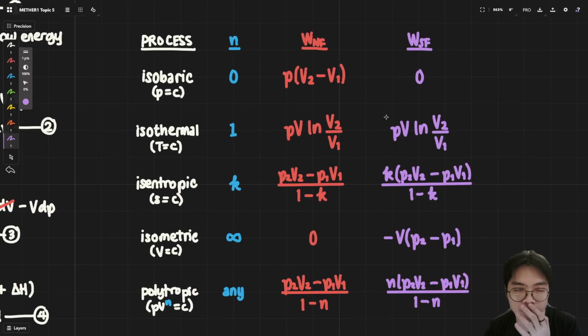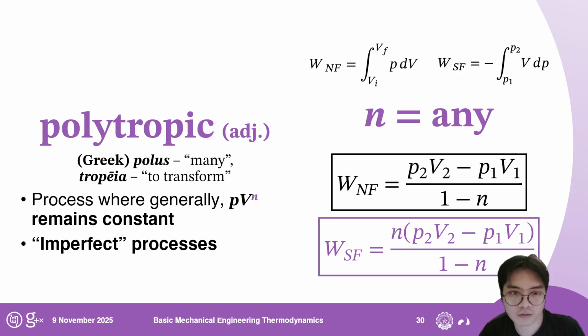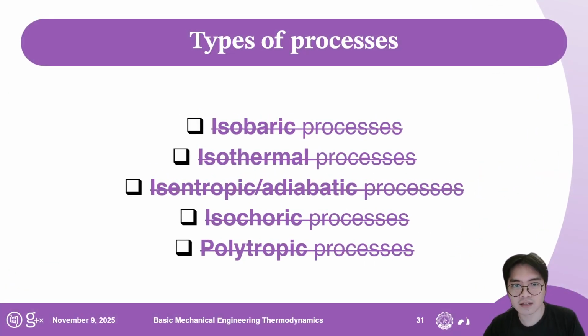This is now your full table, shall we say. This is your full table for the process, the polytropic index, the work non-flow, and the work steady flow. Why did I do this? The thing is to illustrate to you that now that this is all over, there are no more new formulas, okay? There are no more new formulas.